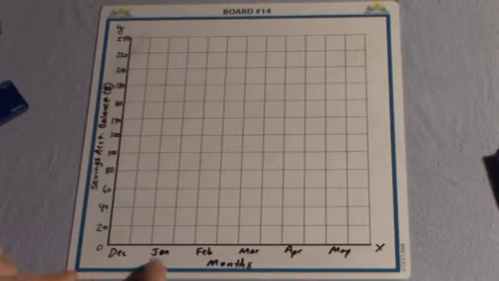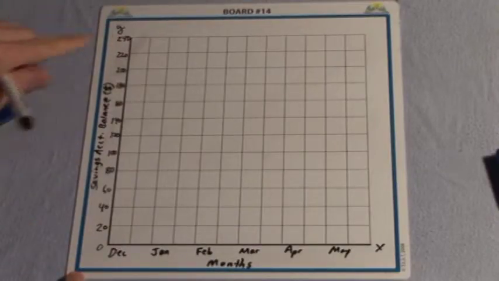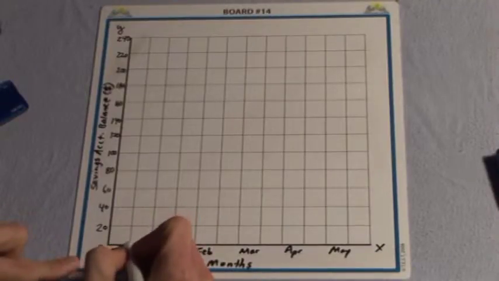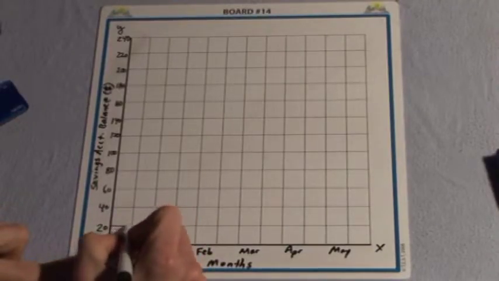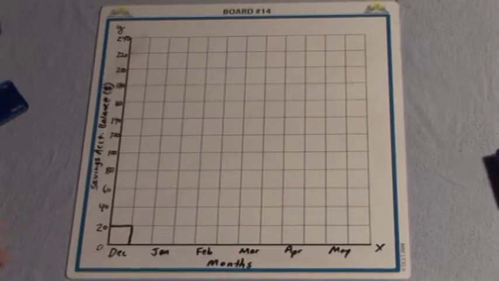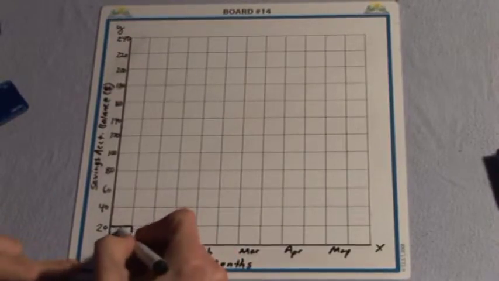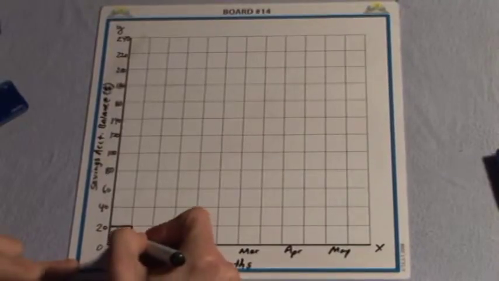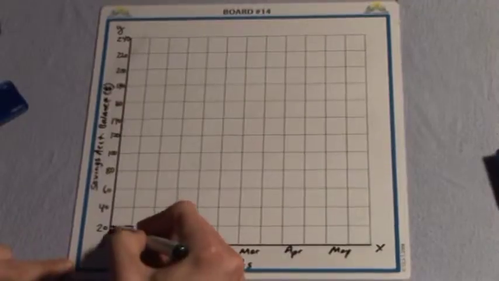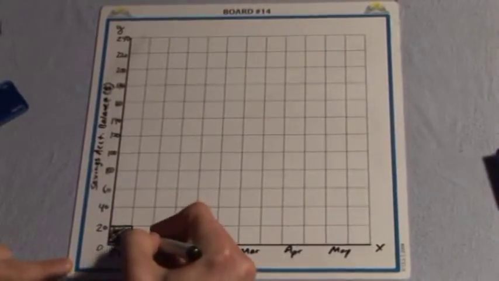So we can see that each month is laid out along the x-axis here, and along the y-axis we can see we have the savings account balance. So for December, we're going to use this section only, and we're going to go up to $20 and draw a bar. You can have students shade that in if you'd like and fill that in so that they can see that December is exactly $20.